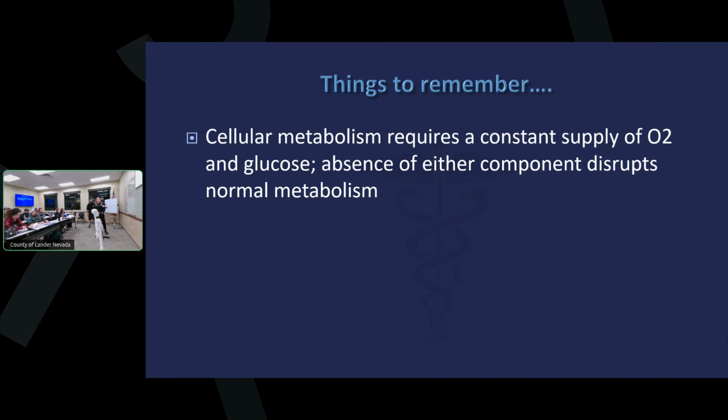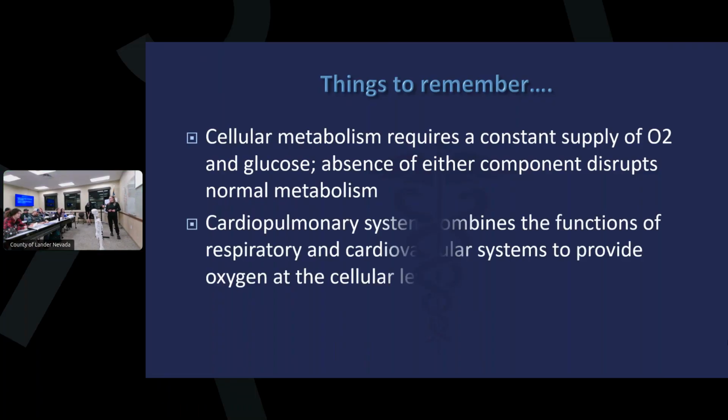All right, so cellular metabolism requires a constant supply of O2 and glucose. So this becomes important later when we start talking about the brain. Our brain needs glucose. What is glucose? Sugar, yes. So absence of either component disrupts normal metabolism. All of our cells everywhere need O2 and glucose and other things, but that's the big thing. Will a diabetic have a problem producing glucose in their brain?